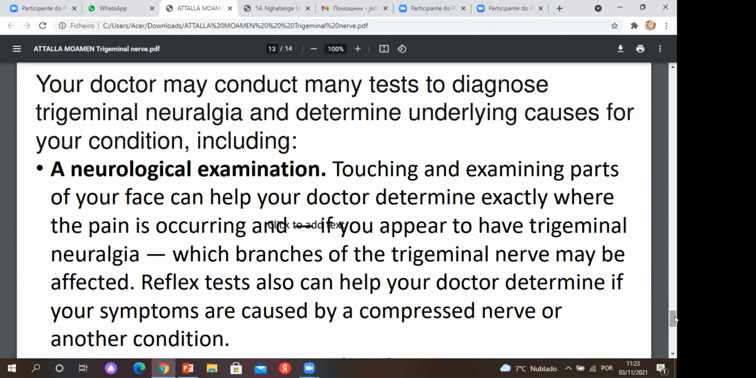Your doctor may conduct many tests to diagnose trigeminal neuralgia and determine underlying causes for your condition. These include, first one, neurological examination, like touching and examining the parts of your face. This can help the doctor determine exactly where the pain is occurring and, if you appear to have trigeminal neuralgia, which branch of the trigeminal nerve may be affected. Reflex tests also can help your doctor determine if your symptoms are caused by a compressed nerve or another condition. Magnetic resonance imaging: your doctor may order an MRI scan of your head to determine multiple sclerosis.